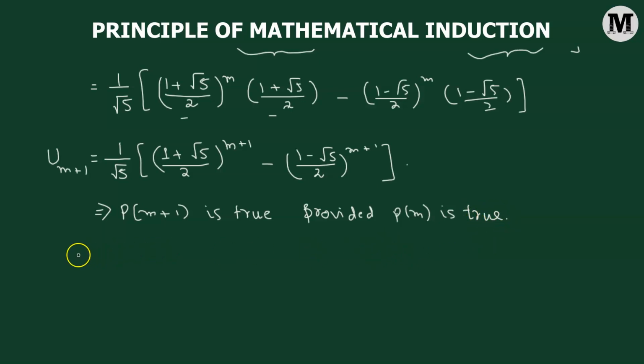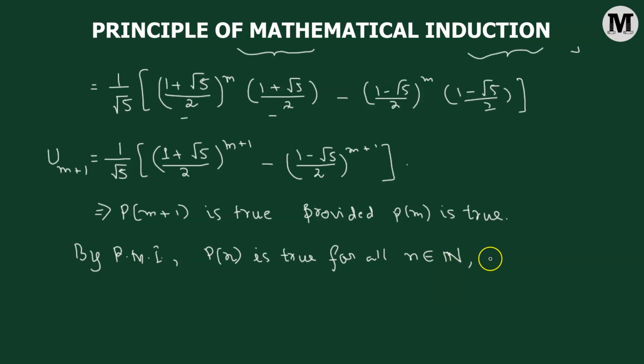This tells us that we can generalize the statement. By the principle of mathematical induction, we can say that the original statement P of n is going to be a true statement for all values of n belonging to the set of natural numbers. So it's going to be true for all values of n, where n must be greater than or equal to 1. Hence proved.